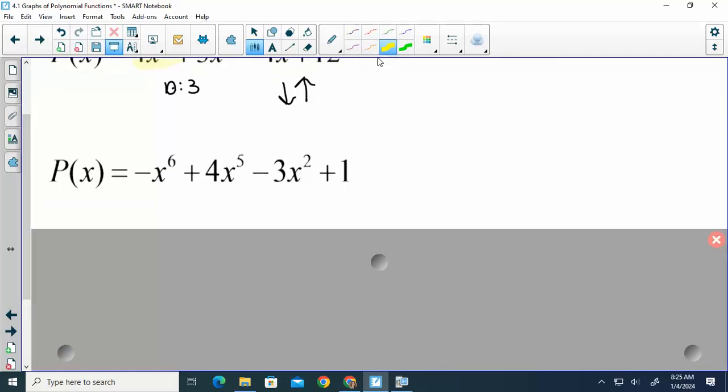Second one. So my leading term, the term with highest degree, is right here. What's the degree of that? 6. 6 is even, so it means it looks like a parabola. But I put a negative in front, so what happens to my parabola? It's both going down.